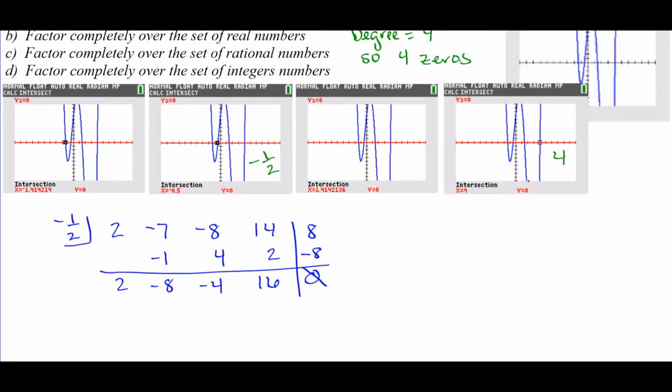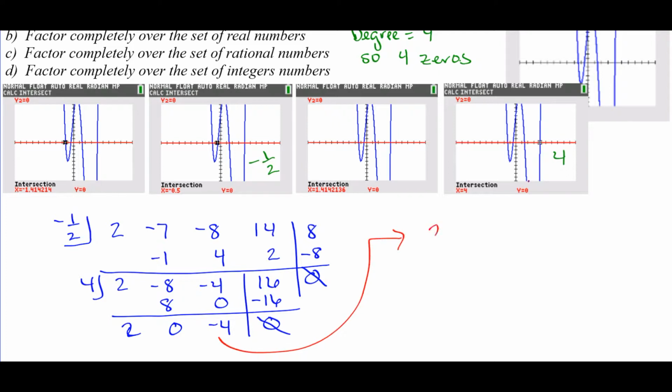Now I'm going to use this answer and I'm going to divide by the second 0 that I had. So again, when I finish my synthetic division, this is a 0. And that confirms for me that this number that I divided by was an actual 0 of my polynomial. So now what I'm left with at this point is 2x squared plus 0x minus 4.